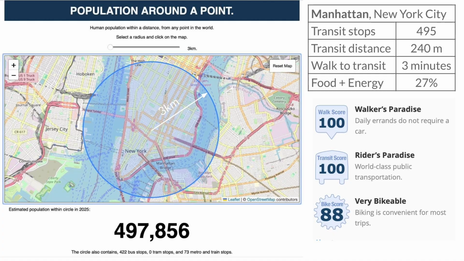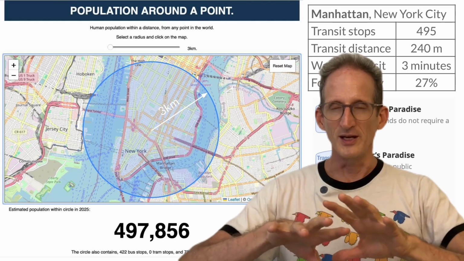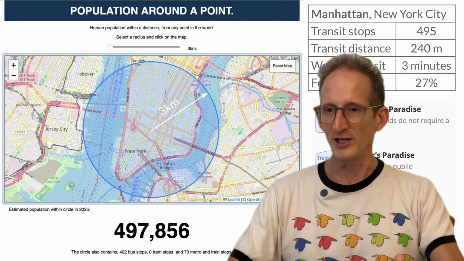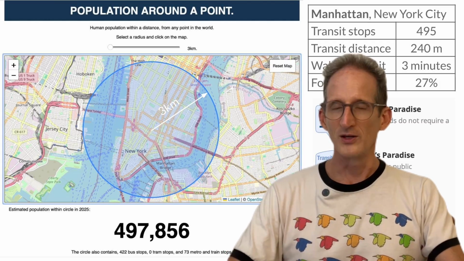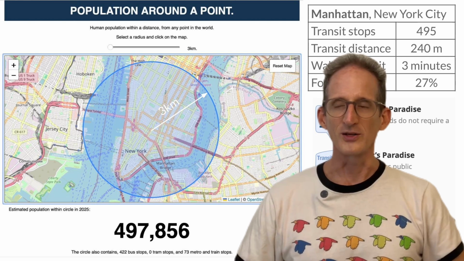All right, now that we have our tools, I've got enough information to crunch the numbers to get some idea what the transit situation is in different cities. So let's start with Manhattan in New York City, which has almost 500,000 people in that 3-kilometer radius circle with almost 500 transit stops when you combine the 422 bus stops with the 73 metros. Now, I did a little math, and based on those transit stops being evenly distributed in that circle, which, as you can see, is an unreasonable assumption, given that a lot of that circle is underwater. But it gets us in the ballpark, so here we go.